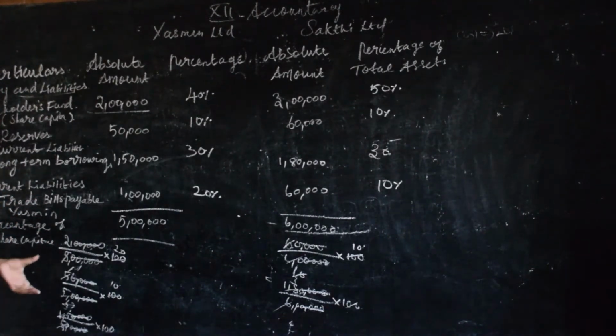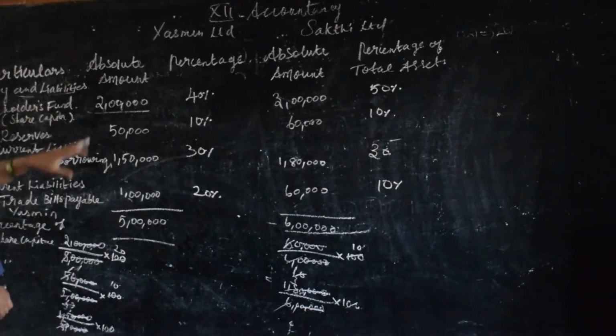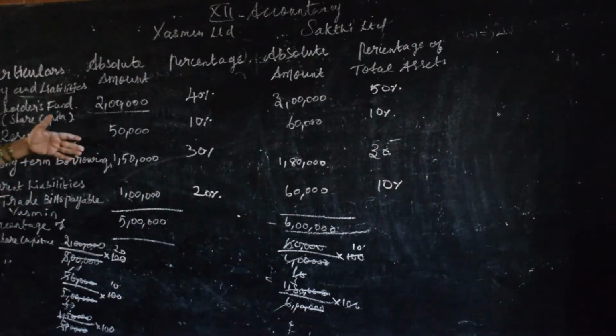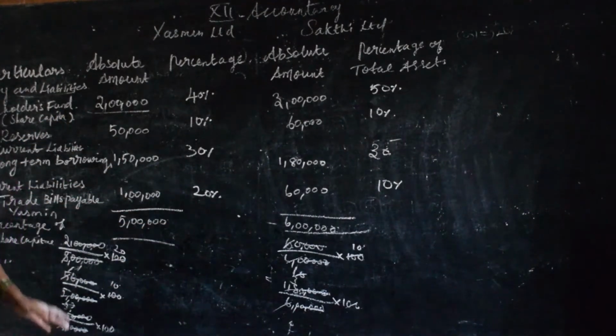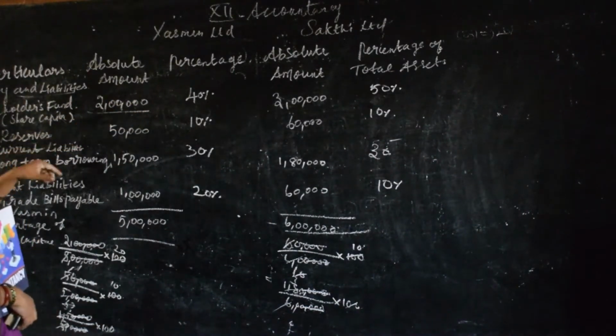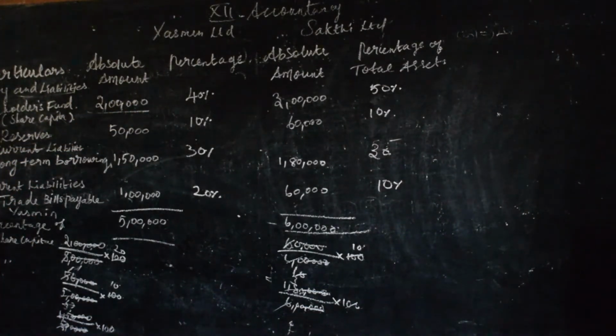Are you clear? For the Yasmin Limited, the base value, that is the denominator value, is 5 lakh, and for the Shakti Limited, the base value is 6 lakh. The numerator is always the value that we have found out. Write the statement like this. As there is no space, I am deriving only the calculation, but you have to write in the statement.